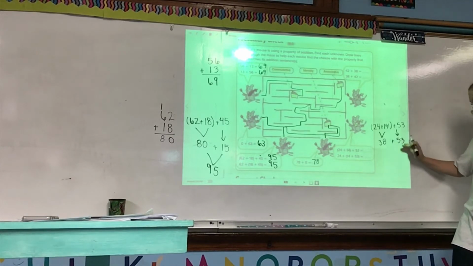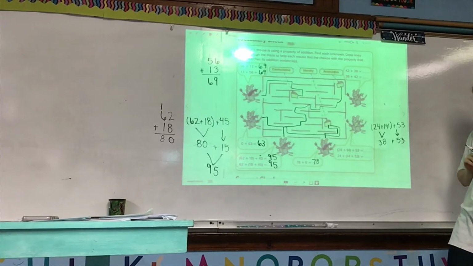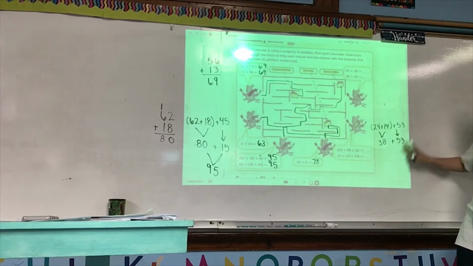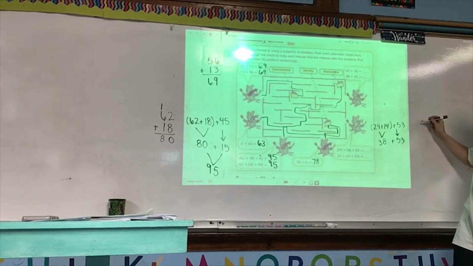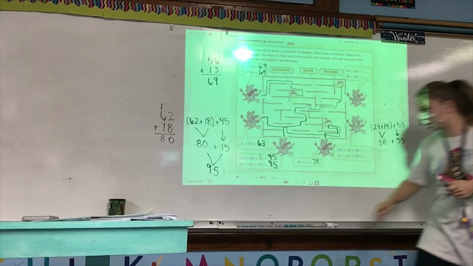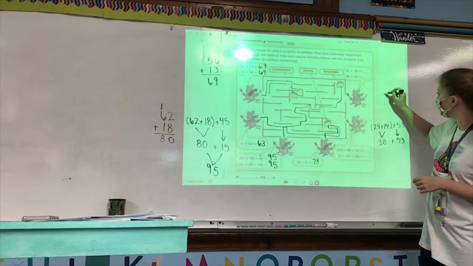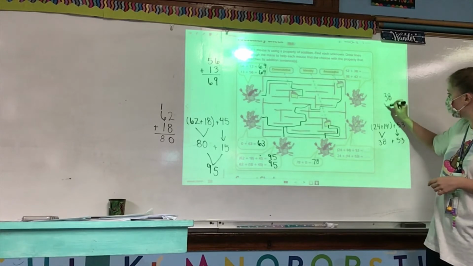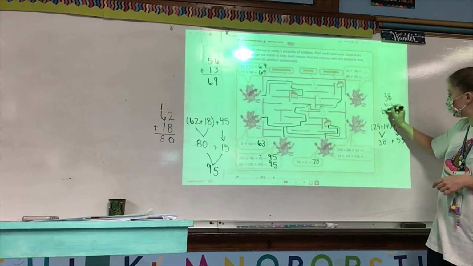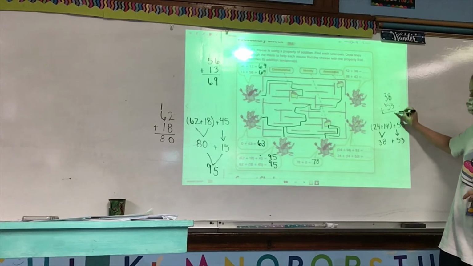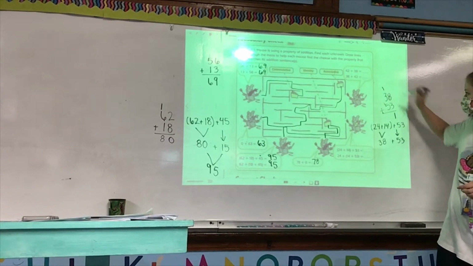Now, can we solve this sideways without regrouping? No. So what do we have to do with this part of the problem? 38 plus 53. Write it up and down. 38. Oops, you guys at home can't see this, can you? So we'll do it right here. 38 plus 53. Victoria, 8 plus 3 is? 11. Regroup the 1 to the tens place.